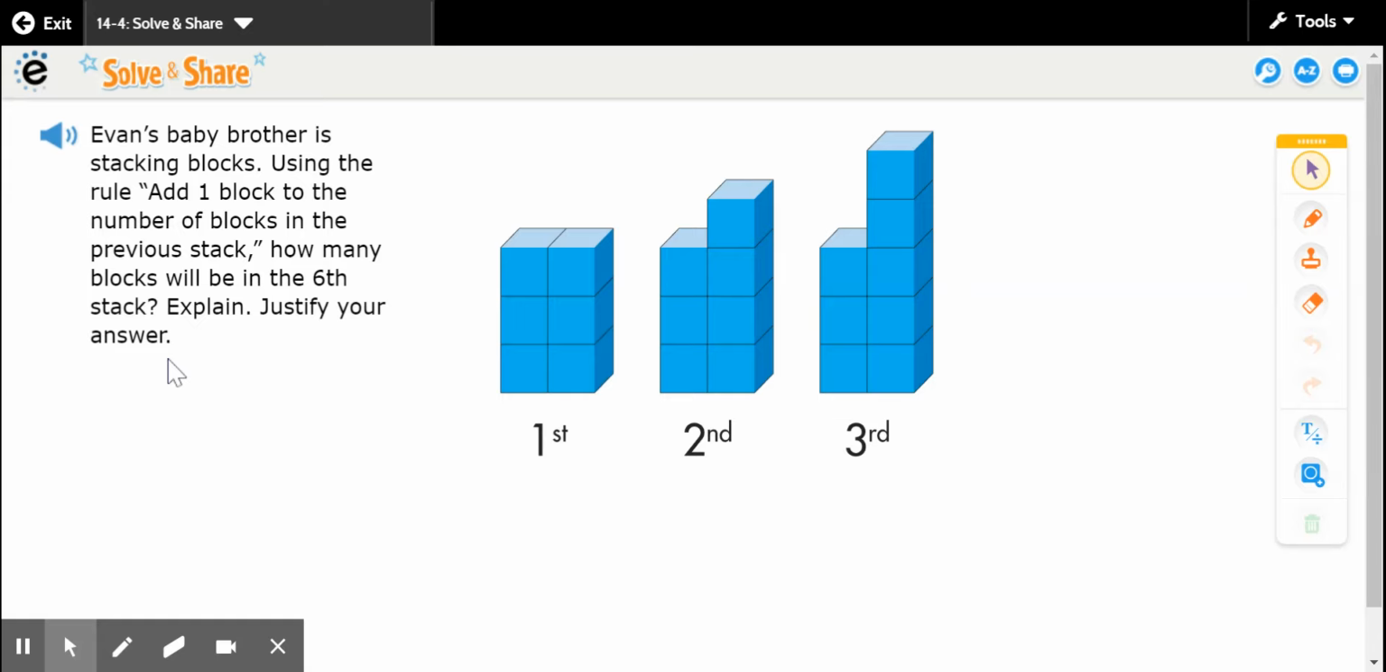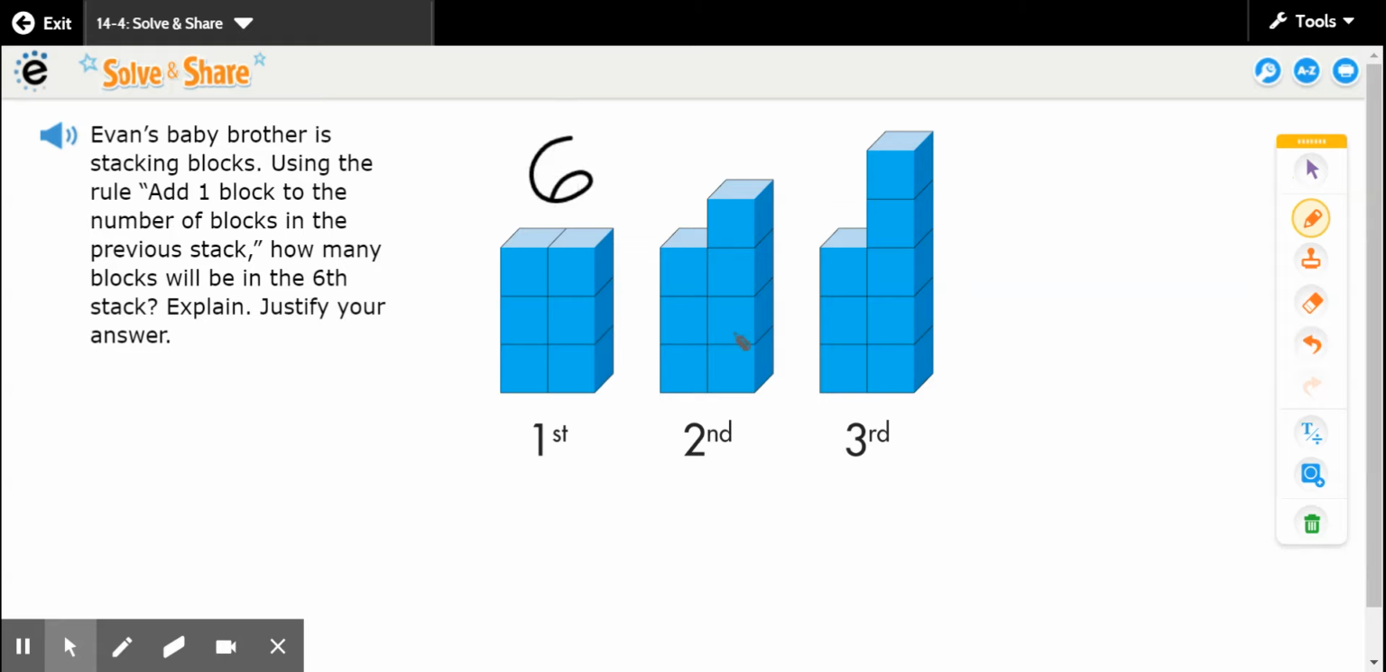Explain. Justify your answer. So what we're looking at in our solve and share is we need to know what the first stack is. How many blocks are in the first stack? I see 1, 2, 3, 4, 5, 6. There are 6 blocks in my first stack.